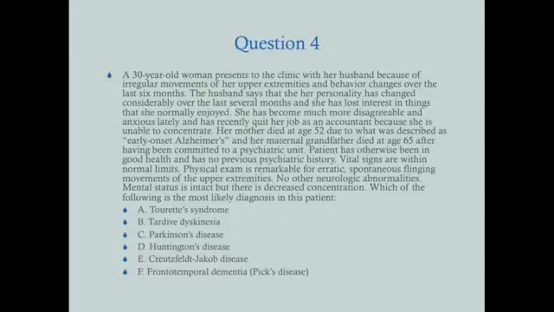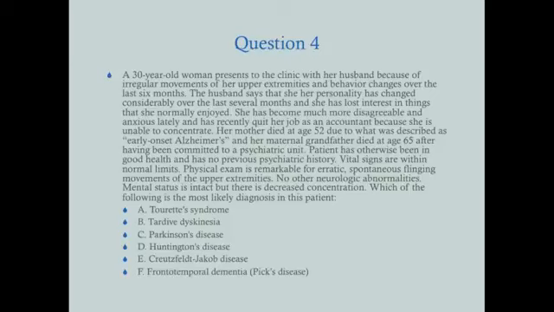Question 4 gives us a 30-year-old woman presenting to the clinic with her husband because of irregular movements of her upper extremities and behavioral changes over the last 6 months. The husband says that her personality has changed considerably over the last several months, and she's lost interest in things that she normally enjoyed. She's become much more disagreeable and anxious lately, and has recently quit her job as an accountant because she is unable to concentrate. Her mother died at age 52 due to what was described as quote-unquote early onset Alzheimer's, and her maternal grandfather, her mom's dad, died at age 65 after having been committed to a psychiatric unit. Patient has otherwise been in good health and has no previous psychiatric history.